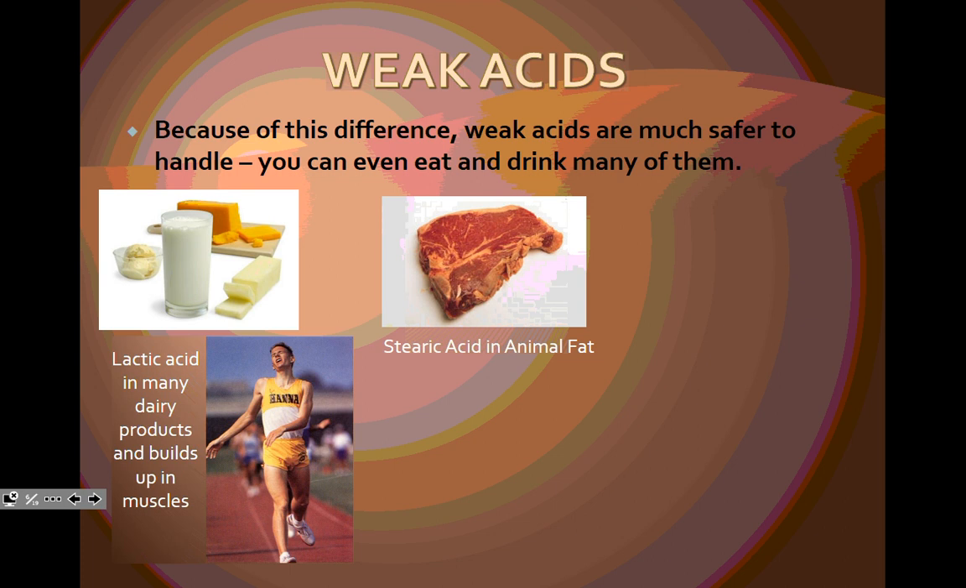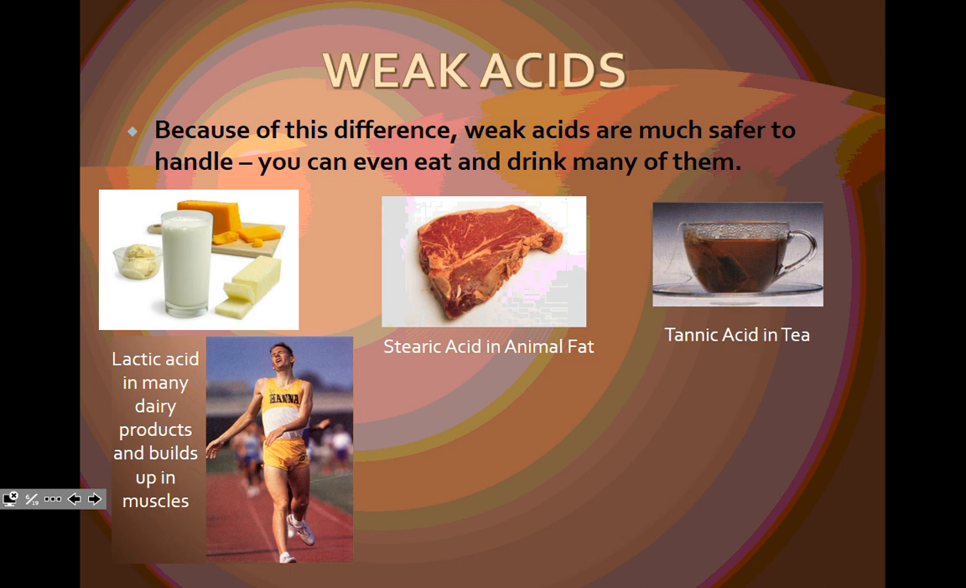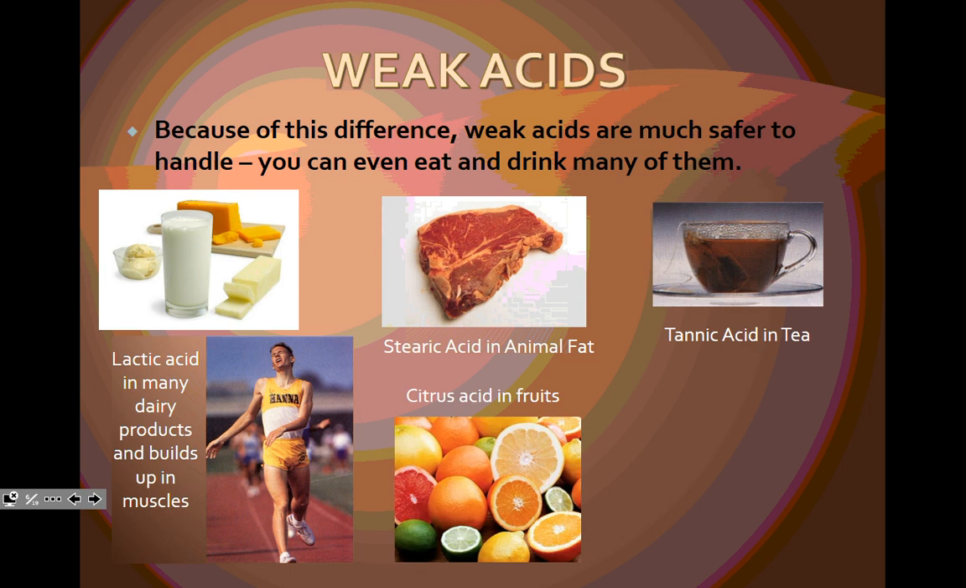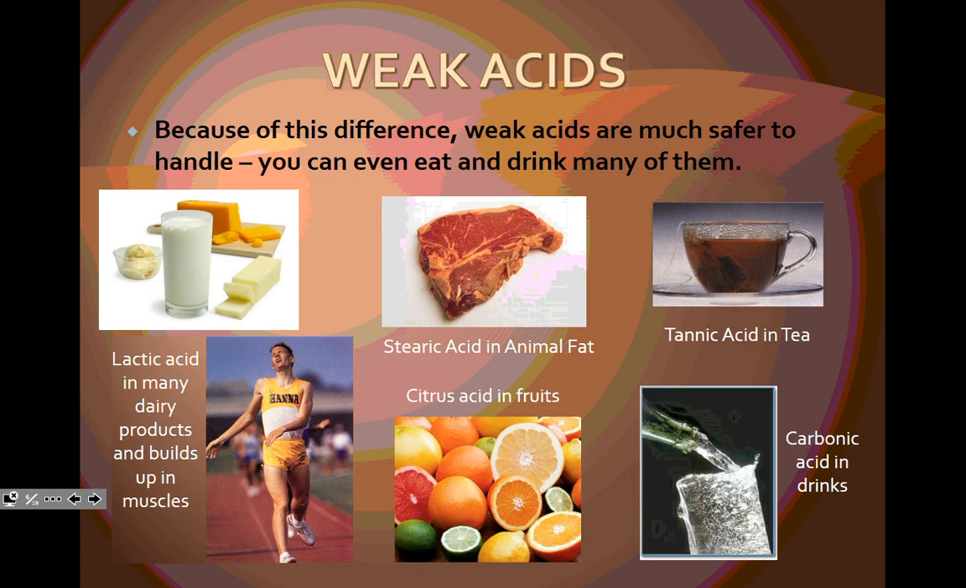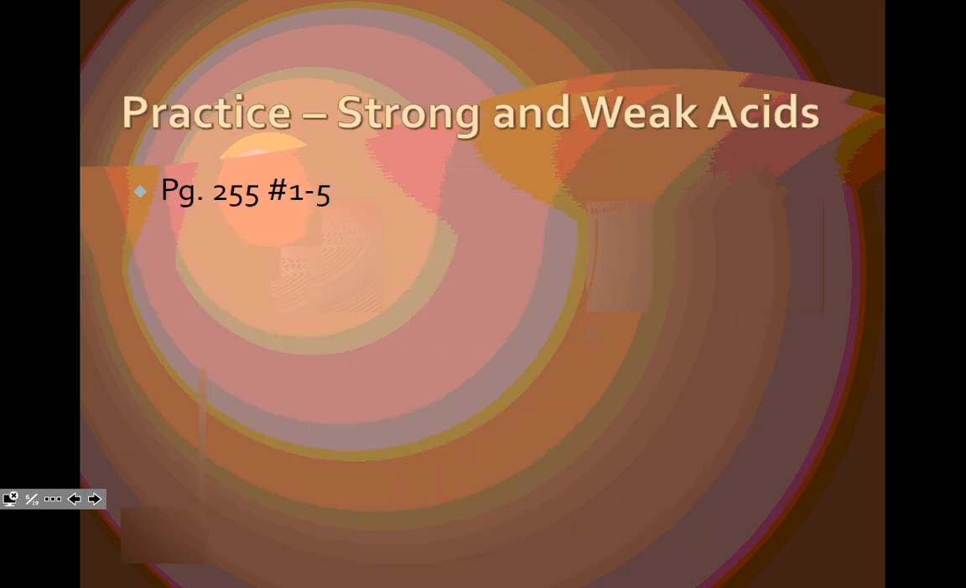And here are some examples. There's lactic acid in your body. That is something that's natural to us. Dairy has acids, teas, citrus fruits. Meat actually has some acid, and obviously carbonated drinks. Okay, here's some practice if you want to do it on page 255, 1 to 5.